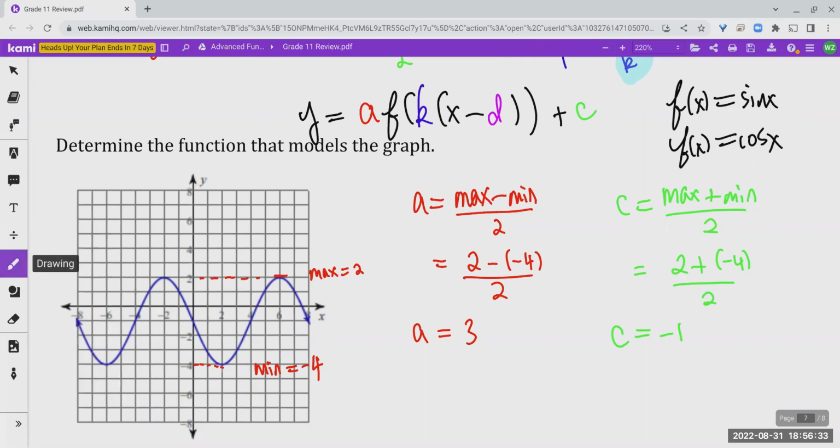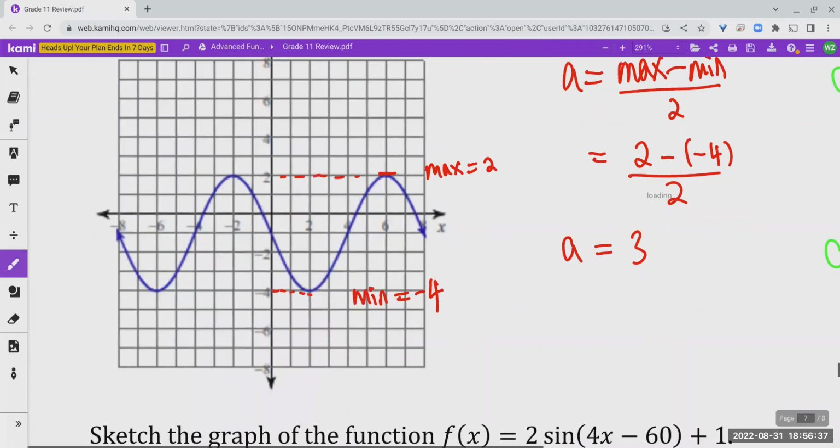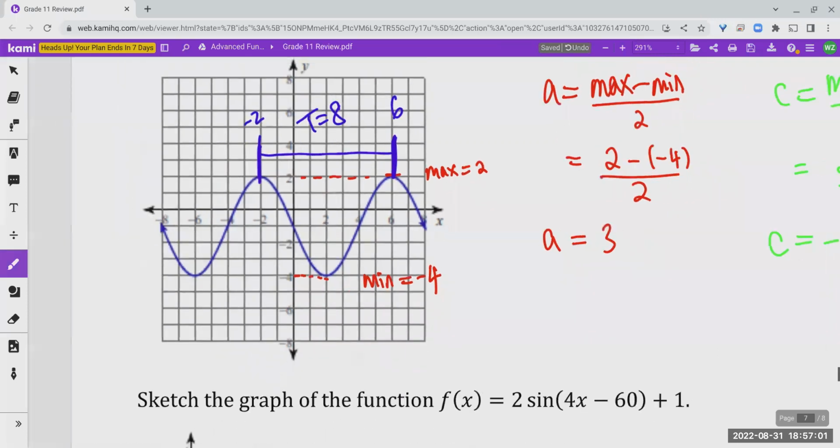Okay, what's the period? Let's look. The period is one repetition. The easiest way to find one repetition is from maximum to maximum or minimum to minimum. I'm going to pick maximum to maximum. So here's one maximum, here's the other maximum. How much is that? From -2 to 6, so that means the period is 8, right? Because from -2 to 6, it spans 8.